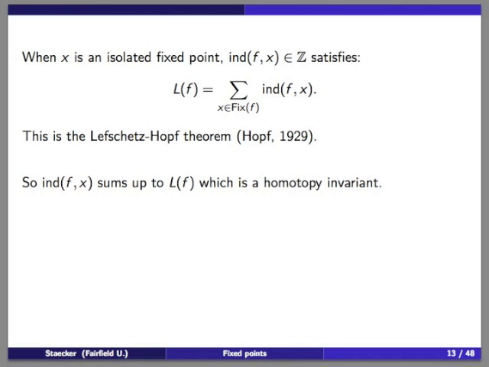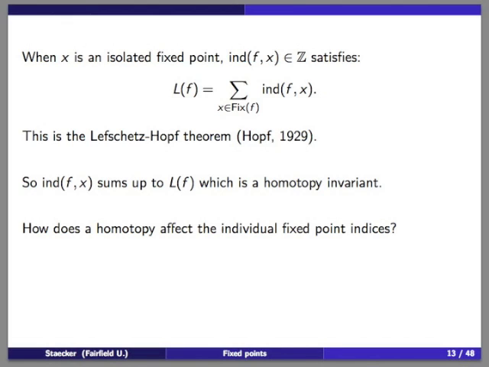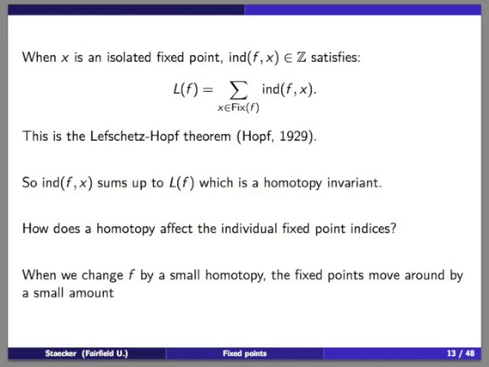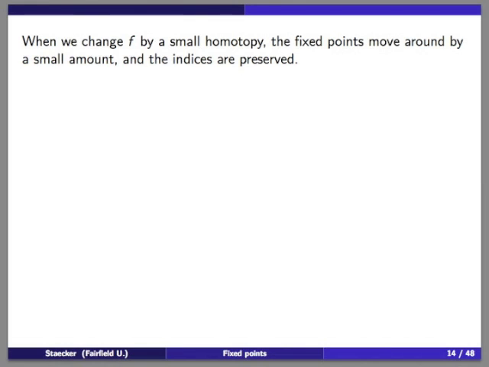All right? The index sums up to the Lefschetz number, and the Lefschetz number is a homotopy invariant, so we should ask, what about the index itself? If you change the map by a homotopy, how does the homotopy affect the fixed point index? All right? Well, one thing to notice is if you change the function by a slight homotopy, then the fixed points will move around slightly. All right? And in that case, the fixed point index will be preserved.